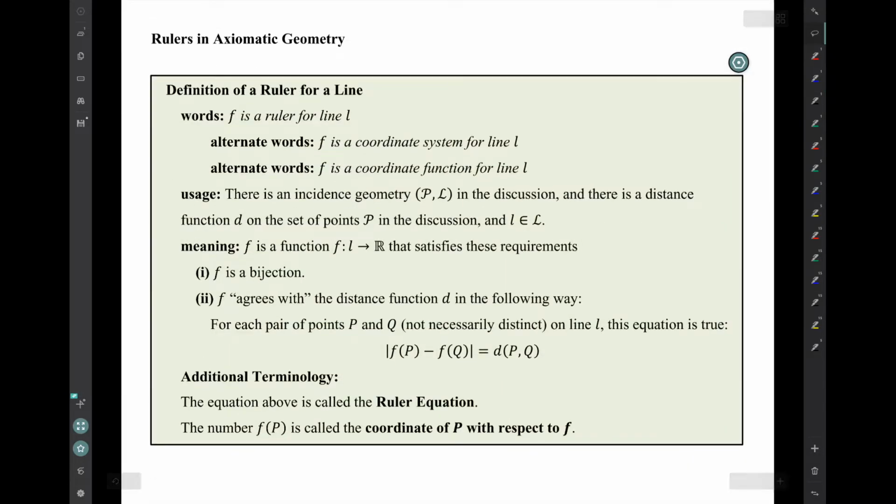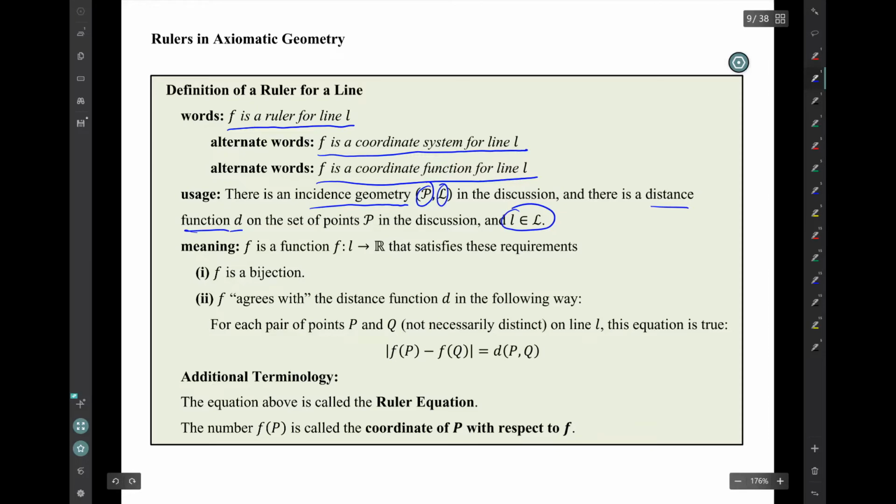So here's the definition of a ruler for a line. If I say these words, F is a ruler for line L, or these words, F is a coordinate system for line L, or these words, F is a coordinate function for line L, all those things mean the same thing. I use them in a situation where I have an incidence geometry with a set of points and a set of lines in the discussion, and when I have a distance function, D, on this set of points in the discussion, and when L is a line in my set of lines. So I only get to use these words when I have all of this stuff in the discussion.